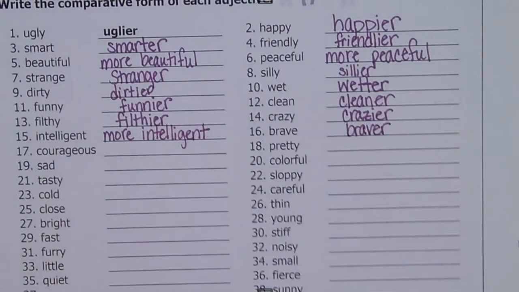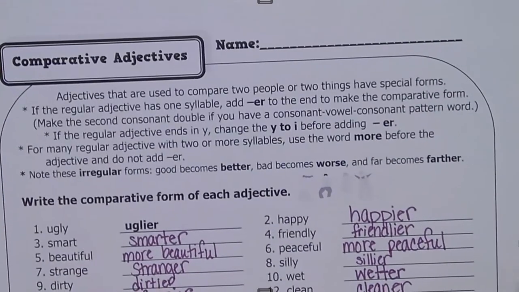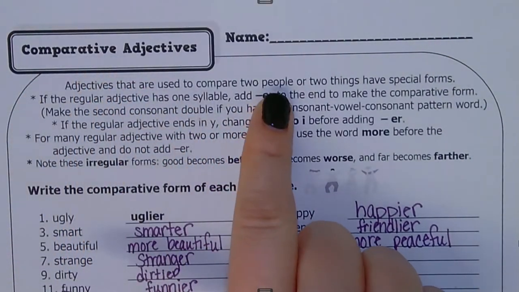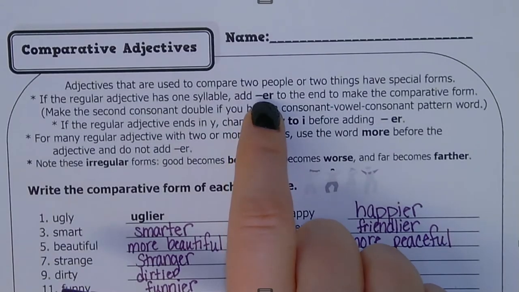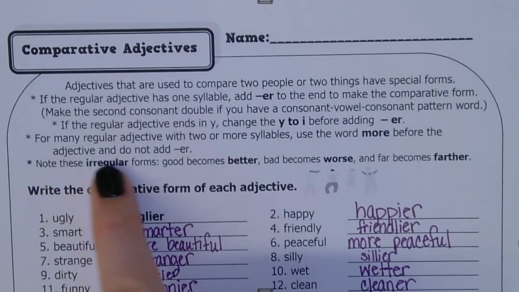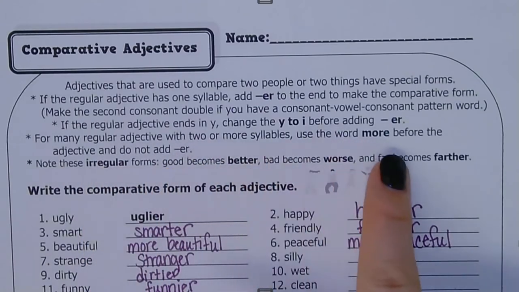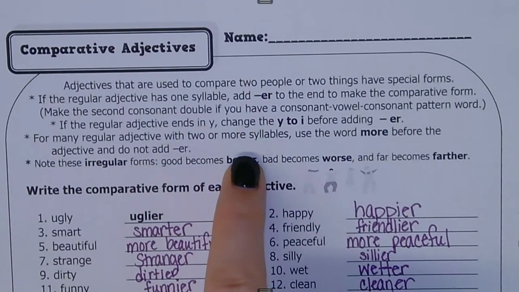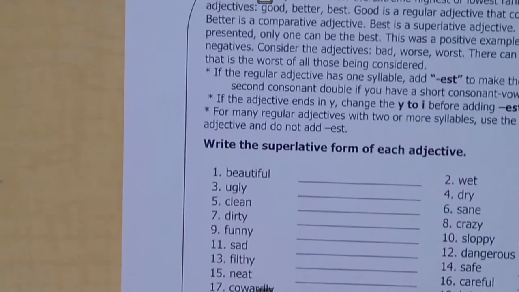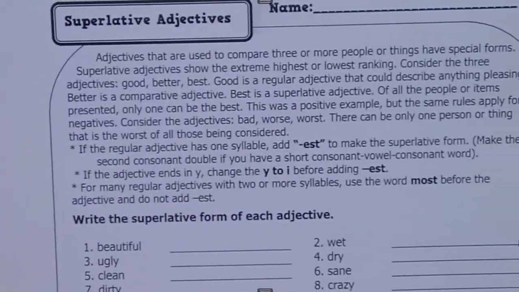Okay, so again, when you're doing comparative adjectives, that's when you're comparing 2 people or 2 things. You're either going to add ER, you're going to put more in front of the word, or if it's irregular, like good, bad, and far, then you have a totally different word that it changes to. Okay? So now let's talk about superlative adjectives.